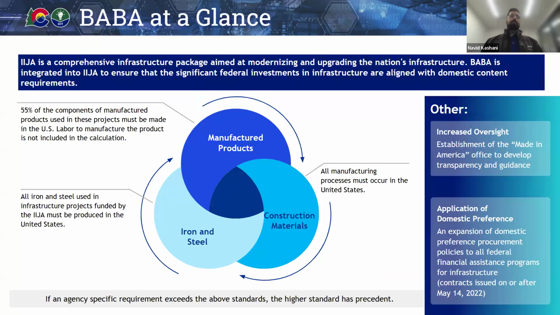Quick summary: IIJA creates BABA, and you're subject to it. What does that actually mean? The actual requirement from BABA is that no funds for a federal financial assistance program for infrastructure can be obligated for a project unless all of the iron and steel, the manufactured products, and the construction materials used in the project are produced within the United States, right? So think of this as three buckets of tests, and they each have their own specific instructions and guidance associated with them. Start with iron and steel, which is on the bottom left of the slide.